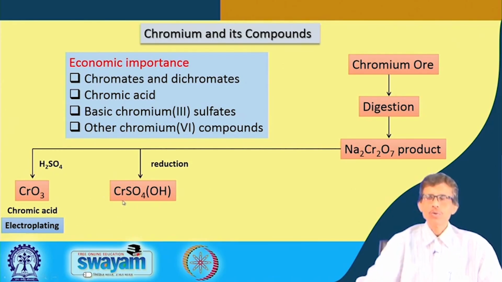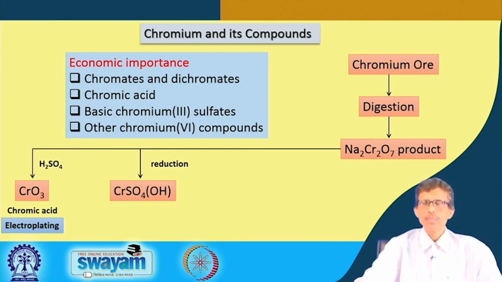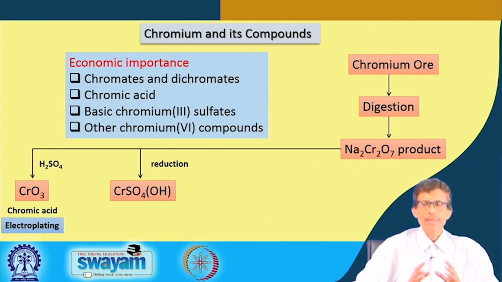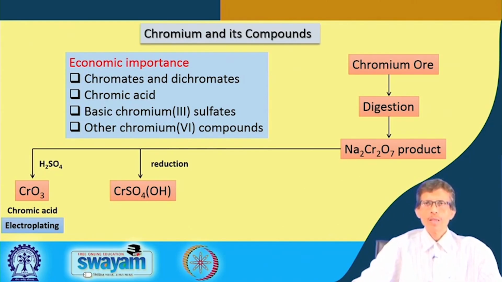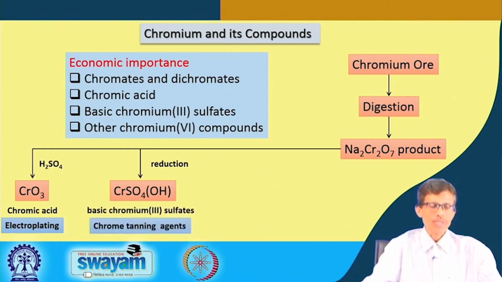Then from sodium dichromate we go for the basic chromium sulfate. Basic is a terminology we always use, and it is industrially also very important terminology. What we mean is that you have some extra hydroxide ion or hydroxide group in the molecular formula. So, that hydroxide bearing chromium is a trivalent one. So, if you have CrOHSO4, that is your basic chromium sulfate. That chromium sulfate can be utilized for chrome tanning agents.